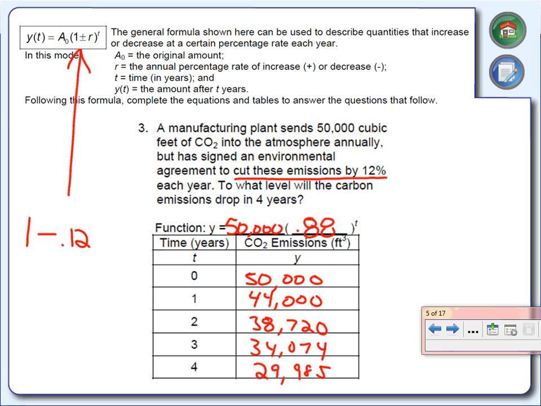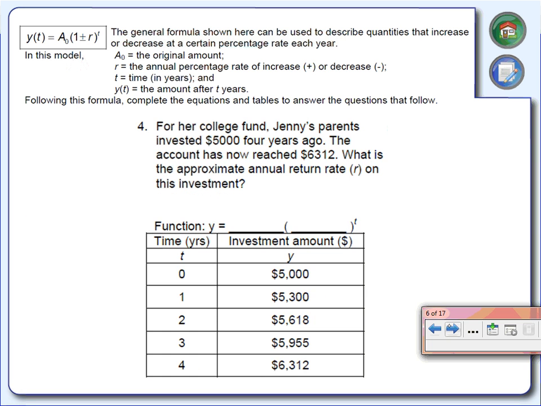Any questions on number 3? All right, I'm going to give you number 4 to try all by yourself here. Now, notice here number 4 says for college fund, Jenny's parents invested $5,000 4 years ago. The account has now reached $6,312. We want to know what is the approximate annual rate, or the R, in this investment. Right now, I just want to see if you can come up with the equation. It's just like we did on Friday. Give me the equation that goes with that table.